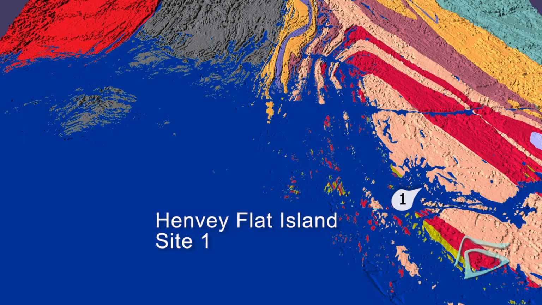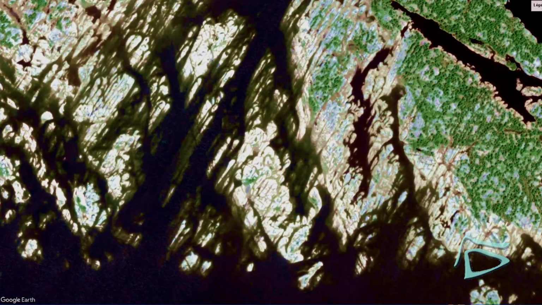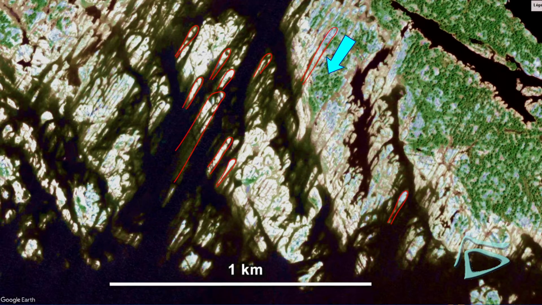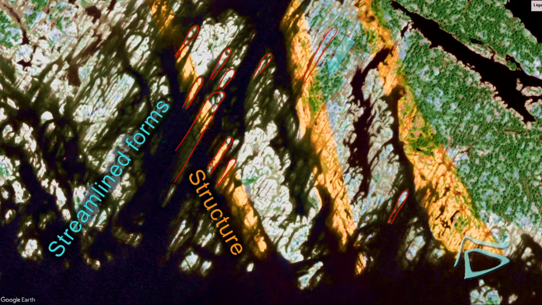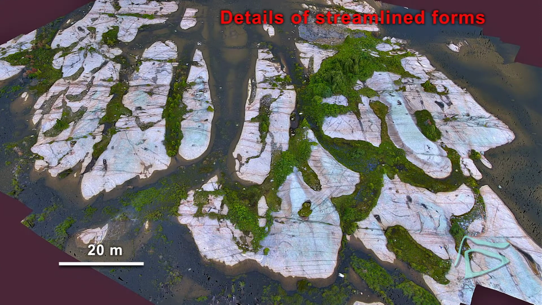Henvey Flat Island is a low-relief area within a large folded rock structure. A Google Earth view shows a consistent linear pattern across the structural trend. The linear pattern consists of streamlined forms 10 to 100 meters long.